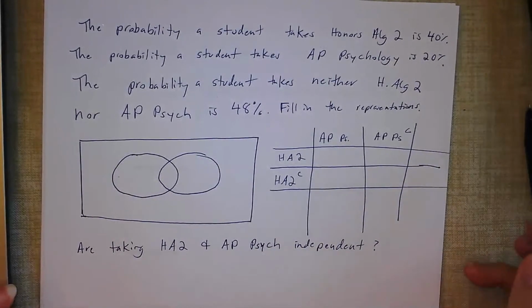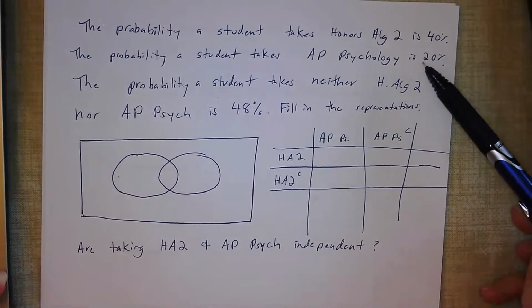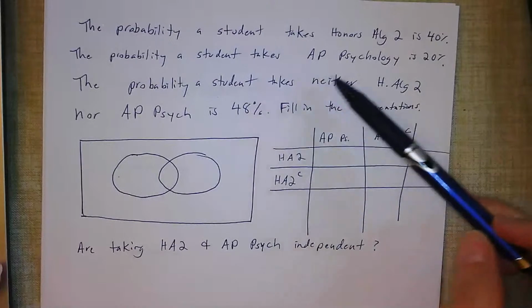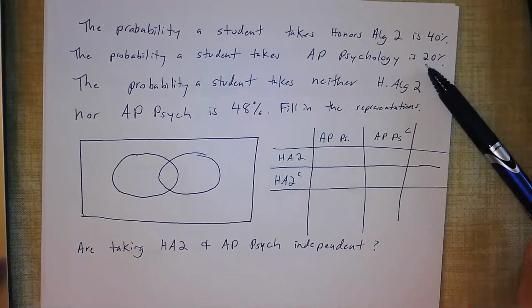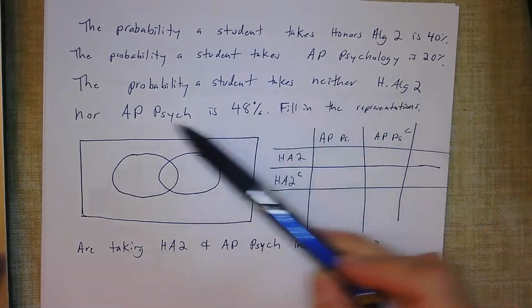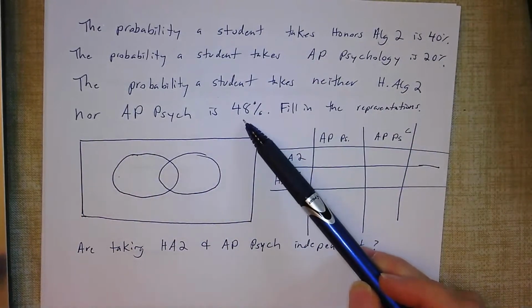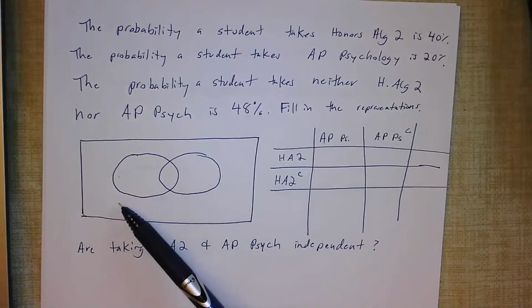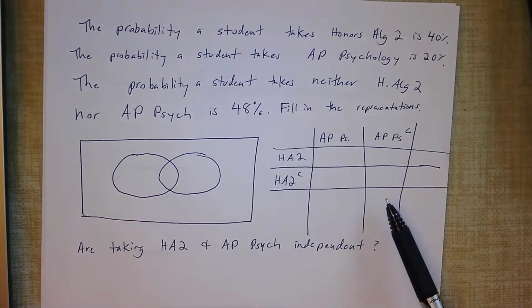Okay, so we're going to start with this problem. It says the probability a student takes Honors Algebra 2 is 40%. The probability that a student takes AP Psychology is 20%. The probability that a student takes neither Honors Algebra 2 nor AP Psychology is 48%. Fill in the representations. So we have a Venn diagram and we have a two-way table.